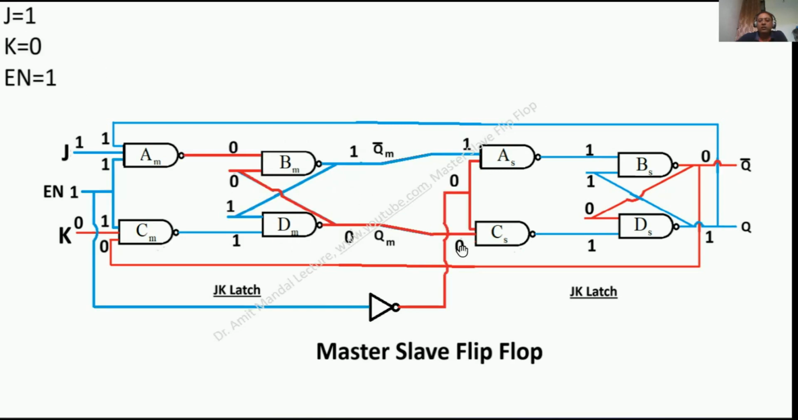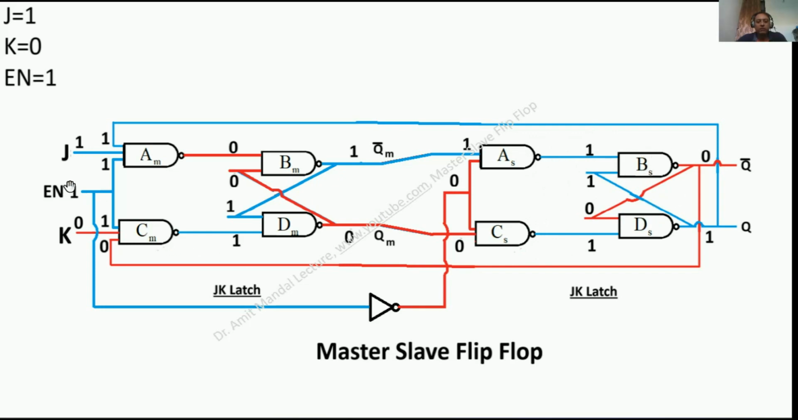Now this 1 and 0 is going inside AS and CS of this second latch. These are the two NAND gates. But it will not change the output of AS and CS, the reason being that this enable is 1. In that case, the enable of this right hand side latch will be 0 because it is a NOT gate. So any one input is 0, output of AS and CS will be 1. So in case outputs of these AS and CS are 1, there will be no change in BS and DS.